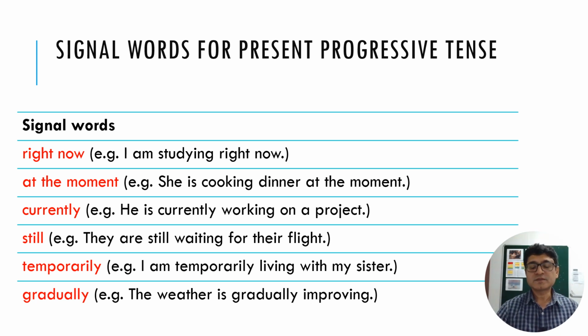I'm studying right now. She is cooking dinner at the moment. He is currently working on a project. They are still waiting for their flight. I'm temporarily living with my sister. The weather is gradually improving. So these words will give you a hint that the sentence is in present progressive tense.